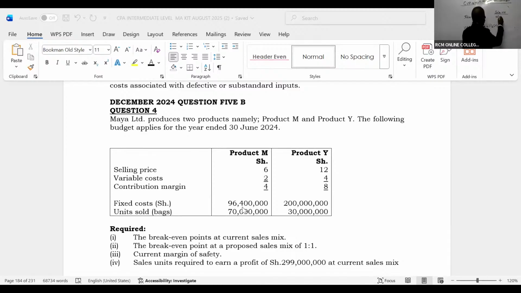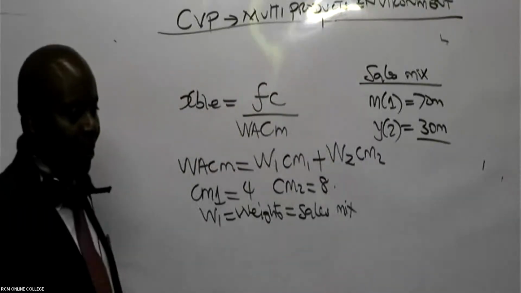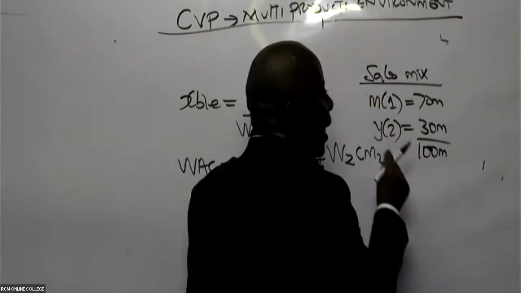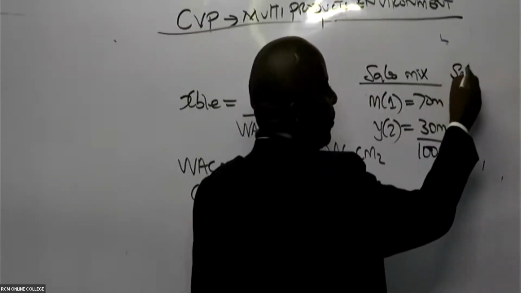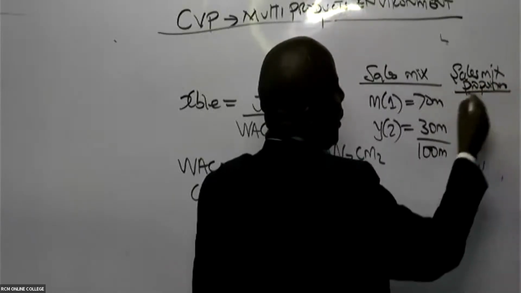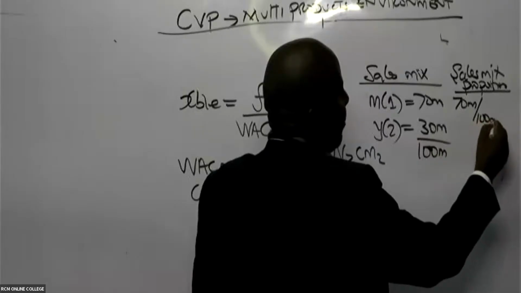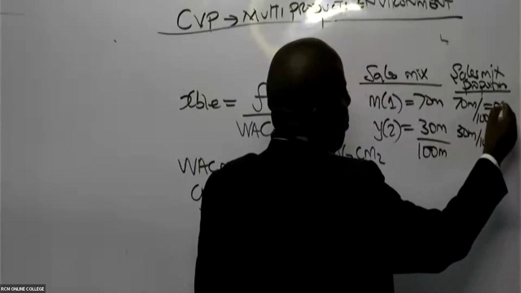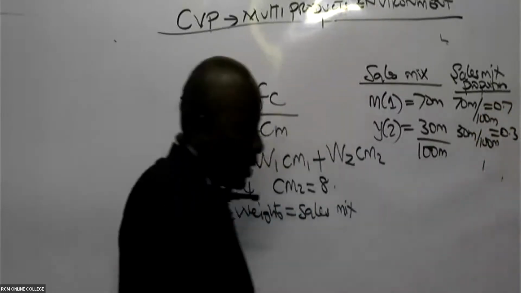So we have here M, which is product 1, and then we have Y, which is product 2. It is 70 million versus what here, somebody? 30 million. Giving me what total sales? 100 million, isn't it? So remember, we want these sales mix proportions. So this will be 70M over 100M, and this will be 30M over 100M. So this will be 0.7 and this will be 0.3.